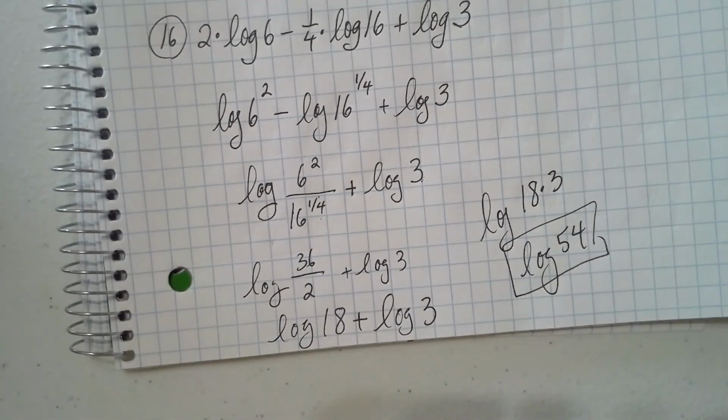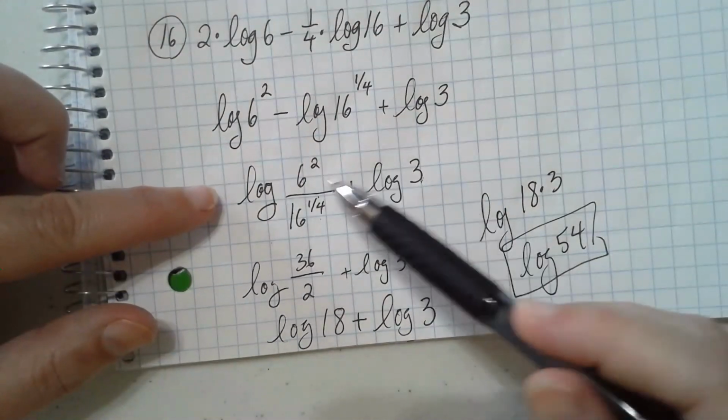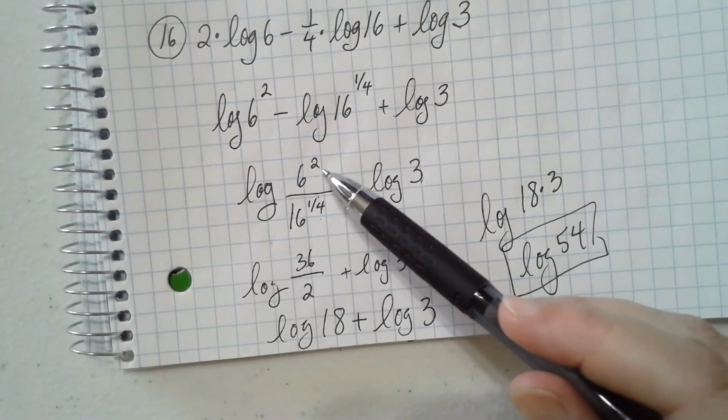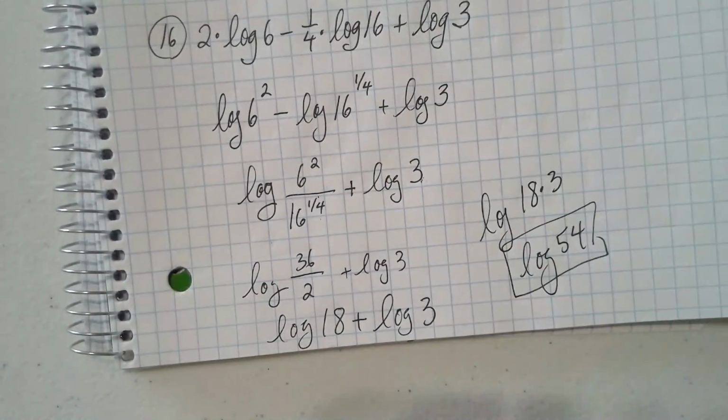Okay. Or right here, we could have put this 3 in the numerator back over here with the 6, because that's being multiplied. So it's going to multiply by the numerator, not into the denominator.